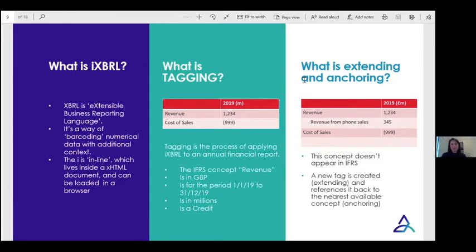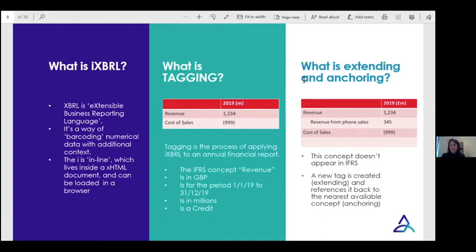So if we have a look at what the tagging is, it applies a number of different parameters to a number. If we're looking at revenue, for example, it will apply the IFRS concept revenue because we're tagging using an IFRS taxonomy. It will attach things like it's in GBP or it's in euros. It will say what period it's for, so for the year starting January 19 to December 19. It will say whether it's in millions or billions or pounds or pence. And it will also say whether it's a debit or a credit. So those are the sort of parameters that are applied to each number in the financial statements.